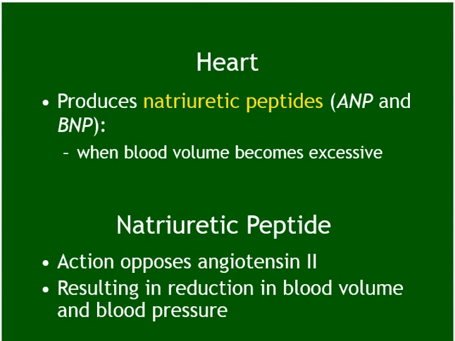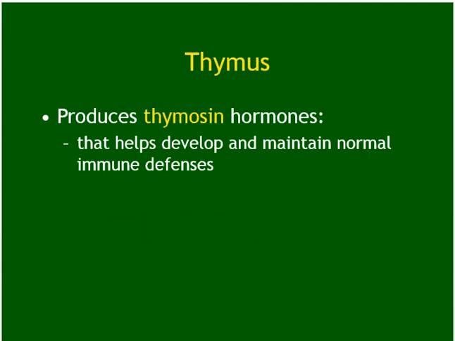The thymus will secrete thymosin, which helps the development and maintenance of the normal immune defense. Thymosin is a hormone that's released from the thymus, and the name is similar. Thymosin. So it's the hormone secreted from the thymus to develop and maintain the immune system.